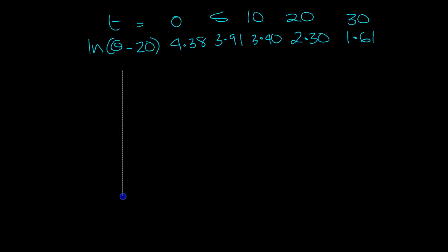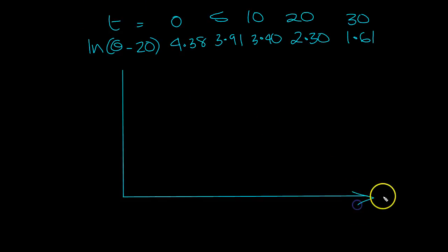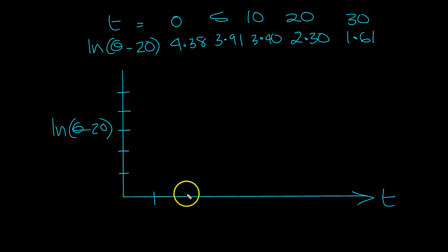So draw straight lines. T is the x-axis, wasn't it? And ln(theta minus 20) was the y. So here's t, here's ln(theta minus 20). We go up to 5, don't we? Just under. 1, 2, 3, 4, 5. And we go along to 30, don't we? So 5, 10, 15, 20, 25, 30. And this was up to 5, wasn't it? 1, 2, 3, 4, 5.